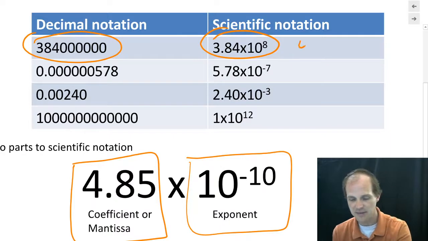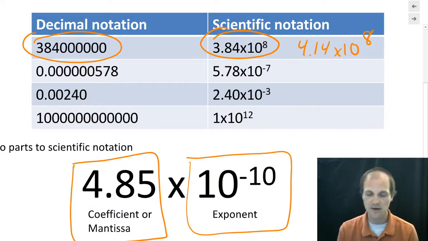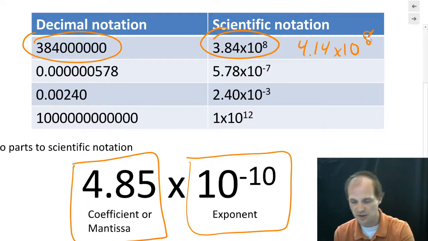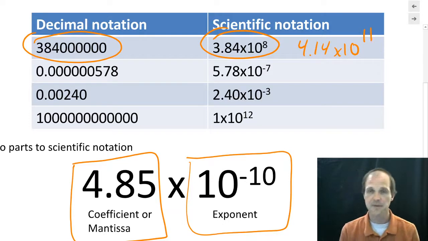And if I say, hey, compare this to 4.14 times 10 to the eighth, then you'd be like, oh, okay, I can compare those numbers. That 4.14 is bigger than 3.84. They've got the same number of zeros afterwards, and so I'm good. Whereas if I said compare this to 10 to the 11th, you'd be like, hey, well, the 10 to the 11th, that's just a much bigger number without having to count any zeros. So that's the point of scientific notation.